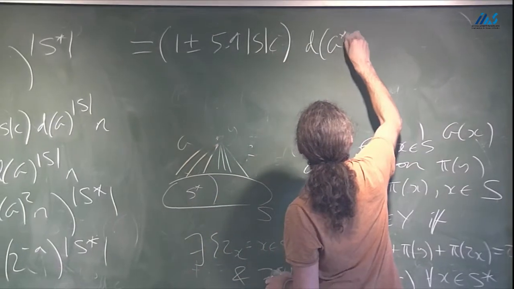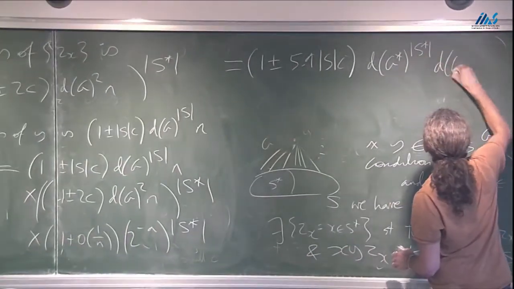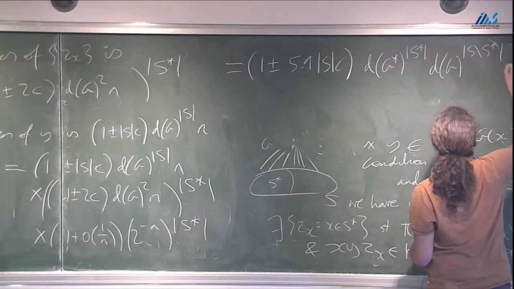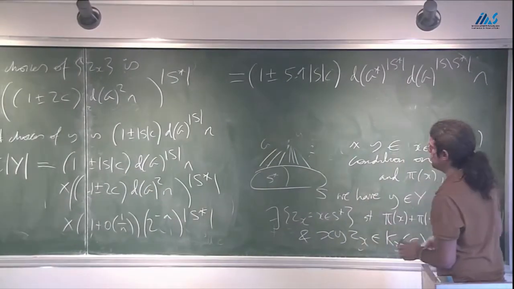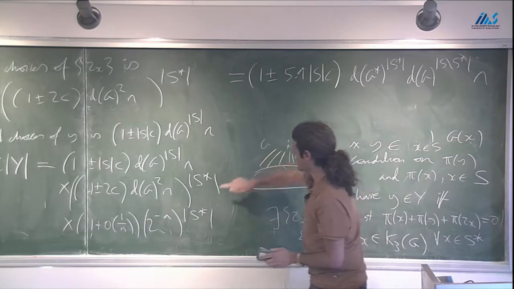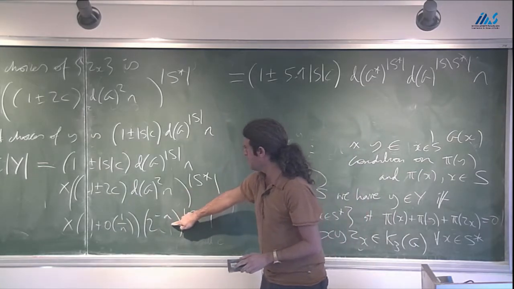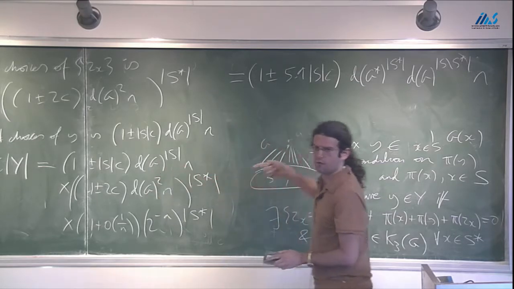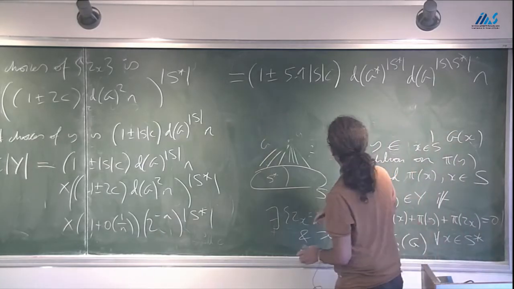dG star to the s star, dG to the s minus s star, n. Okay, so this dG star has got a gamma d cubed in, so we've got the gamma to the s star from this, and minus 2 to the a, and then I've got a dG squared here and a dG here, which I pull out, and then I'm left with dG to the s minus s star.